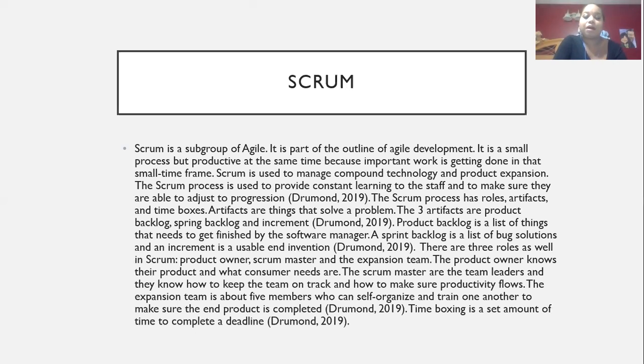And time boxing is a set amount of time to complete a deadline. So say a car company is producing a car, and this company says that the framework of the car should be complete in 2 months. So that would be a time box.